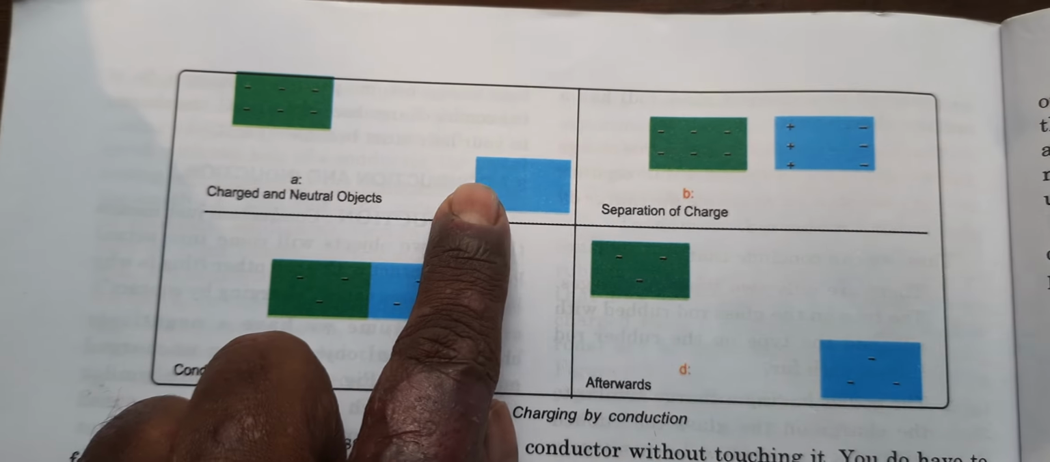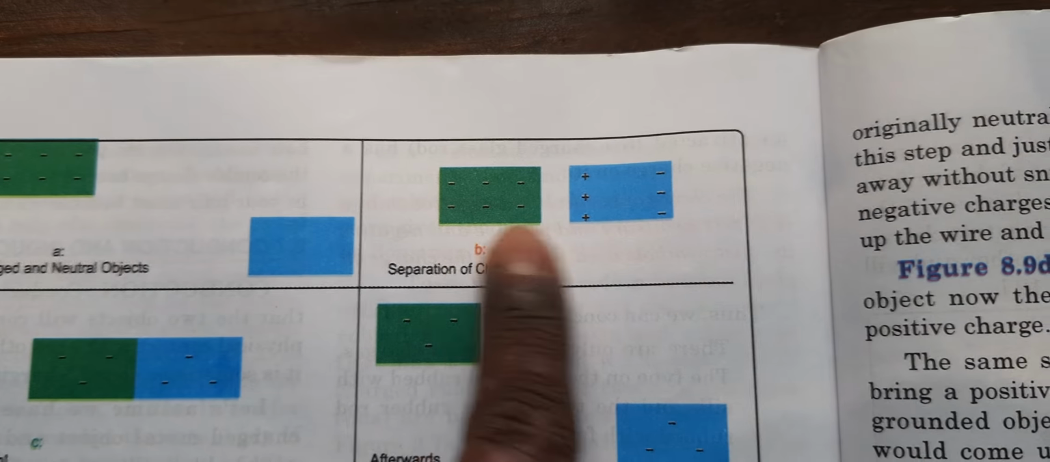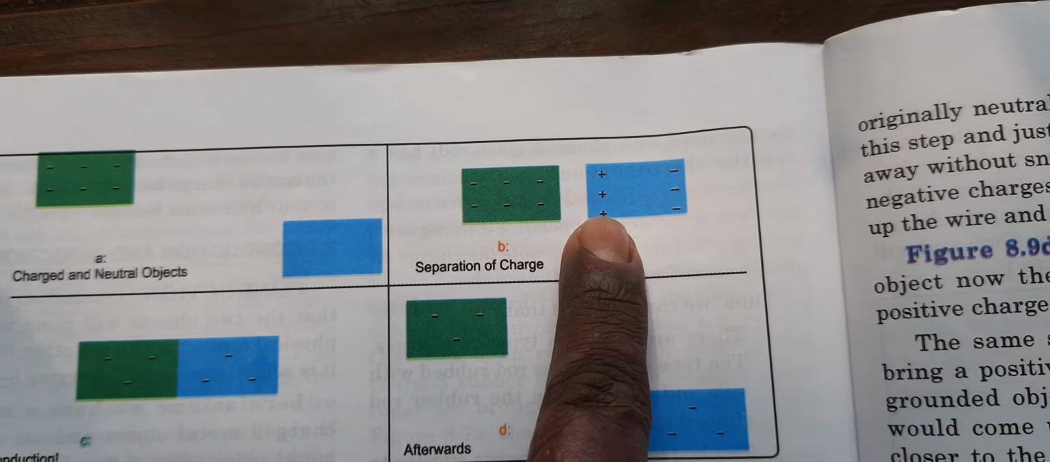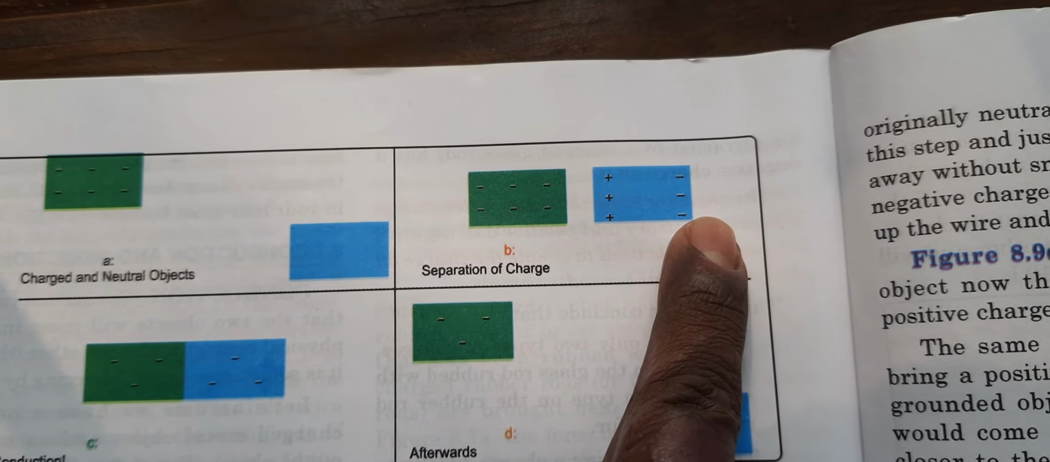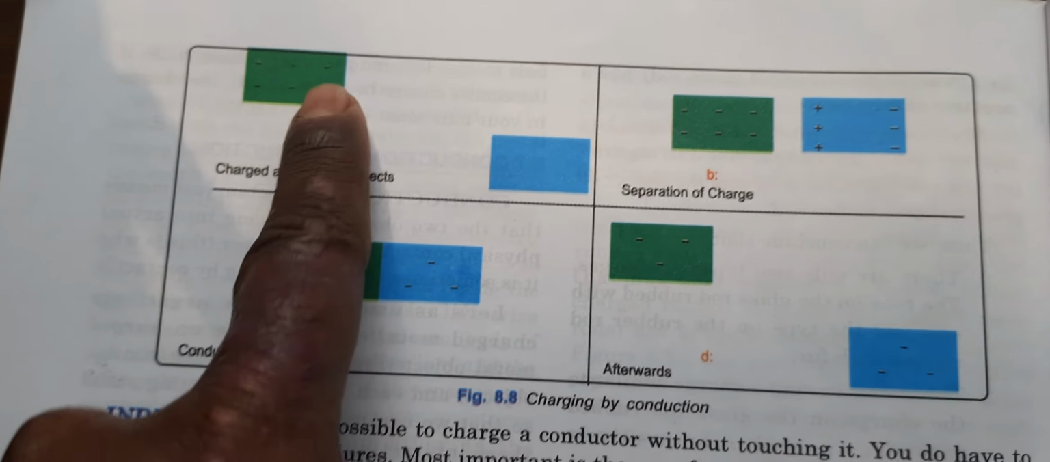Negatively charged body, this is uncharged body. When you bring the negatively charged body near the uncharged body, it attracts all the positive charges towards itself and negative charges are repelled. Now when you touch it, some negative charges move from this body.